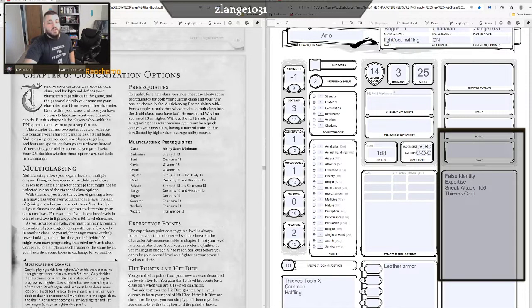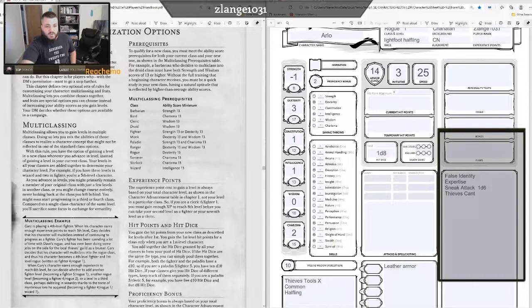Okay, now we gotta talk about customization. So if you plan at some point to multi-class, which is, say you don't want to be a 100% rogue, it's perfectly fine. You are going to miss out on some things because you're not going to make it all the way to the bottom of the rogue tree, which in all the trees has some of the better skills. But if you want to multi-class, for some reason, you can. There are just some prerequisites.